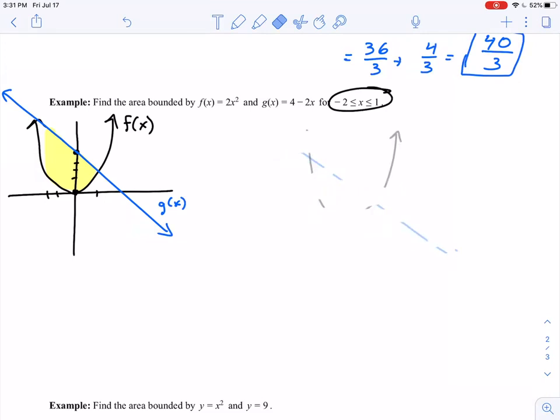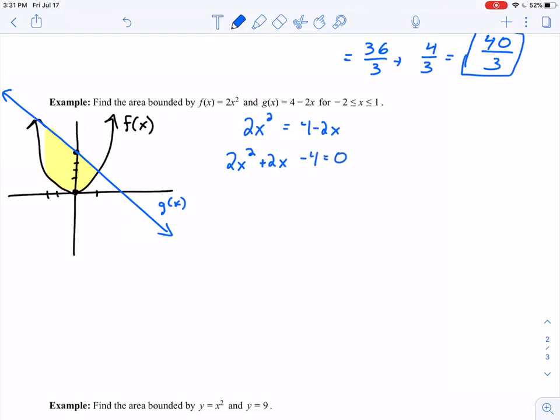So I'm just going to verify where f of x and g of x intersect. The way I'm going to do that is take these two functions, set them equal to each other, and solve that equation. So I'm going to take 2x squared equals 4 minus 2x. This is a quadratic equation. The easiest way to solve a quadratic equation is to set it equal to 0. So 2x squared plus 2x minus 4 is equal to 0. I can factor out 2. That'll leave me with x squared plus x minus 2 is equal to 0.